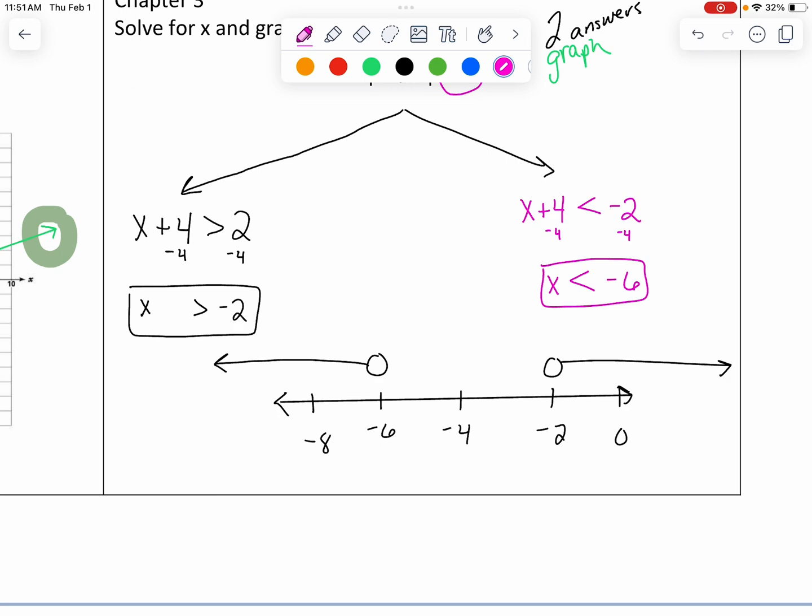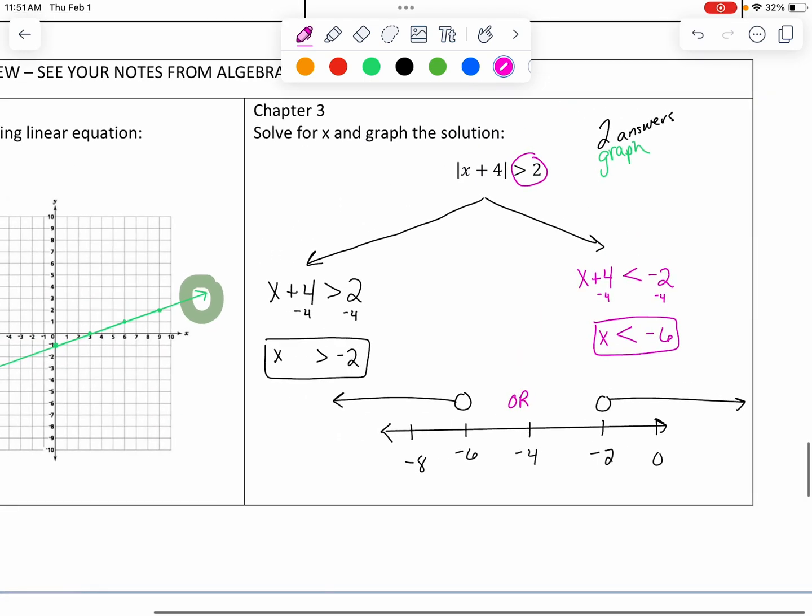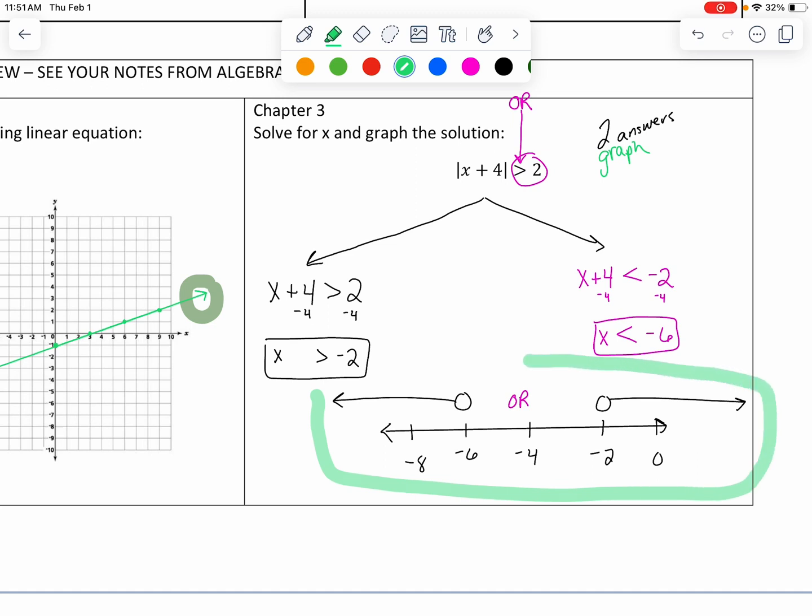I'm hoping you remember from the days previous that this would be an OR problem. And the reason this is an OR problem was way up here at the beginning. It was a greater problem. Greater problems are typically OR problems as long as you don't flip your sign. So your answer is going to be this picture.